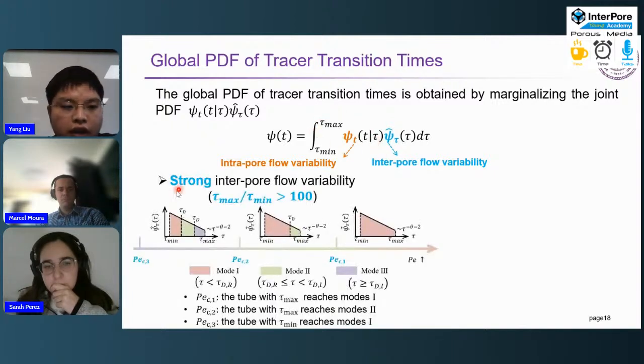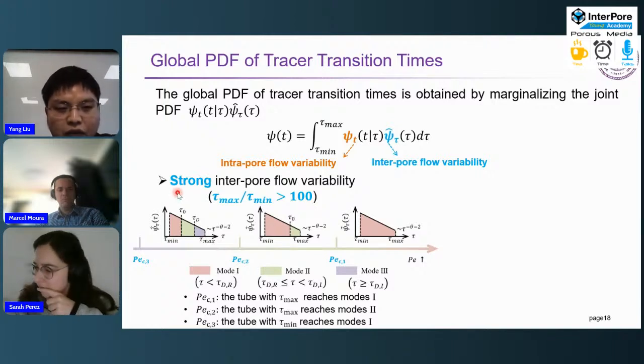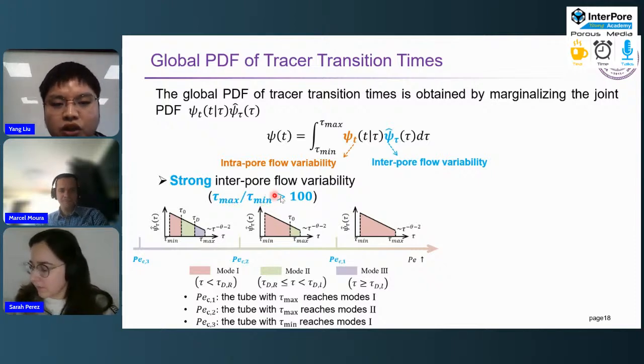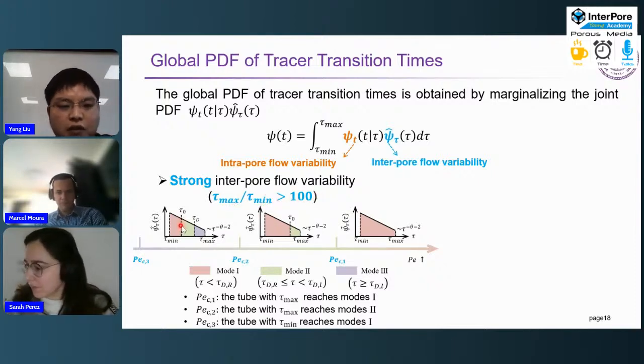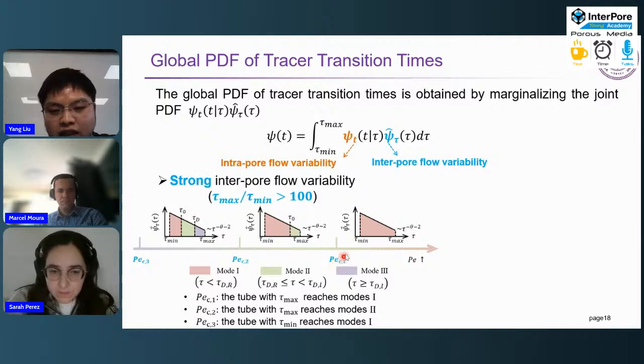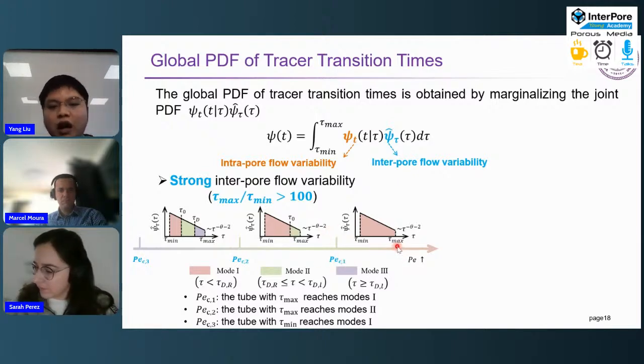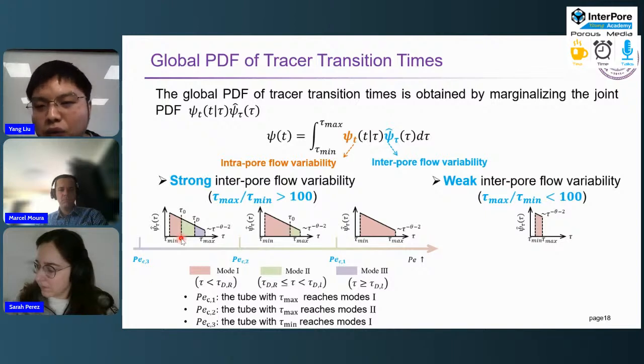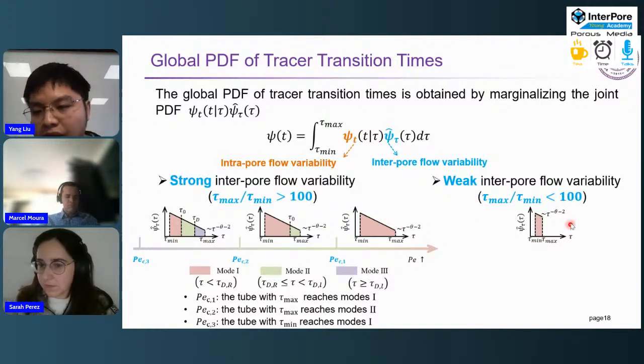Okay, for a porous media characterized by very strong interpore flow variability, with the advection time scale window larger than 100, under different Peclet numbers we can see different transition modes. For example, when the Peclet number is larger than Pe_c1, all of the tubes are in mode 1. However, when the Peclet number is smaller than Pe_c2, different tubes have different transition modes. For a porous media characterized by very weak interpore flow variability, all of the tubes are almost in mode 1.